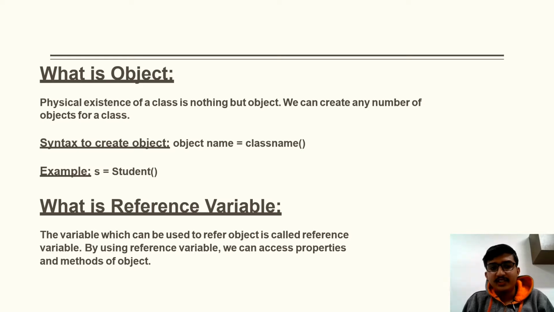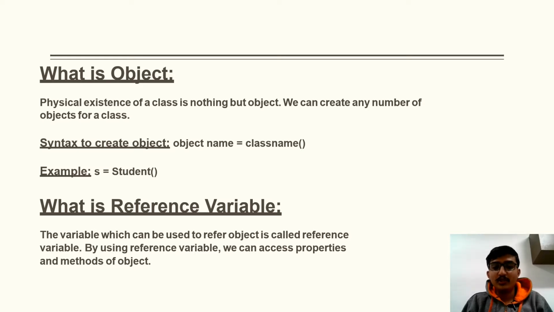Now what is an object? As I told you, let's take an example of an animal. If animal is a class, then dogs, cats, lions, tigers will be its objects. If human is a class, then men and women are its objects. Any physical entity which exists is an object of a class. The physical existence of a class is nothing but an object. We can create any number of objects for a class.